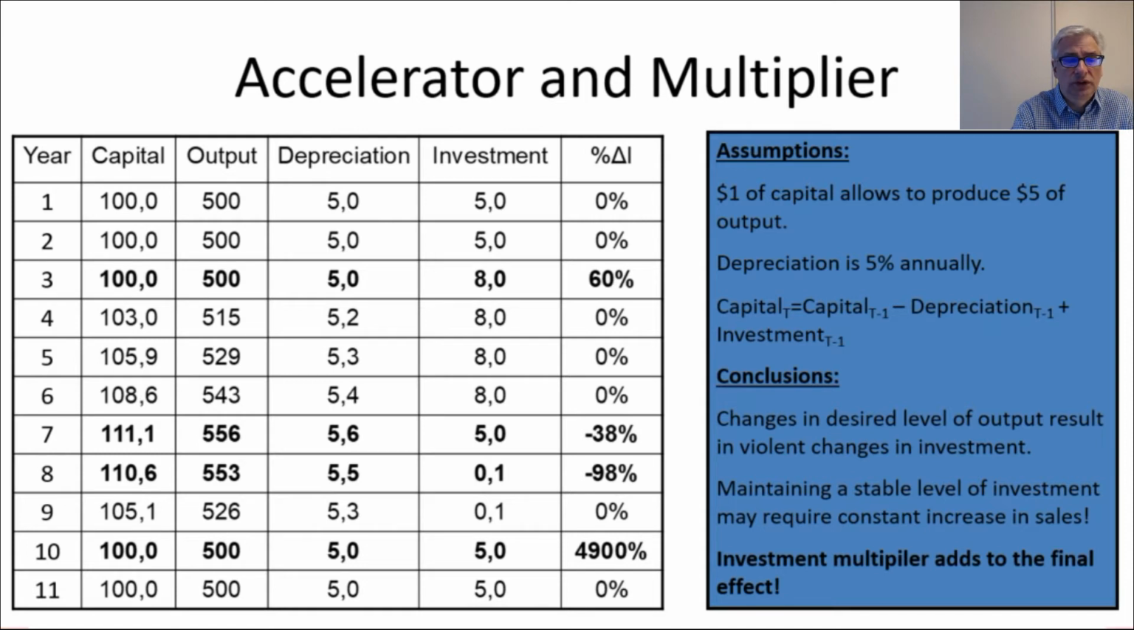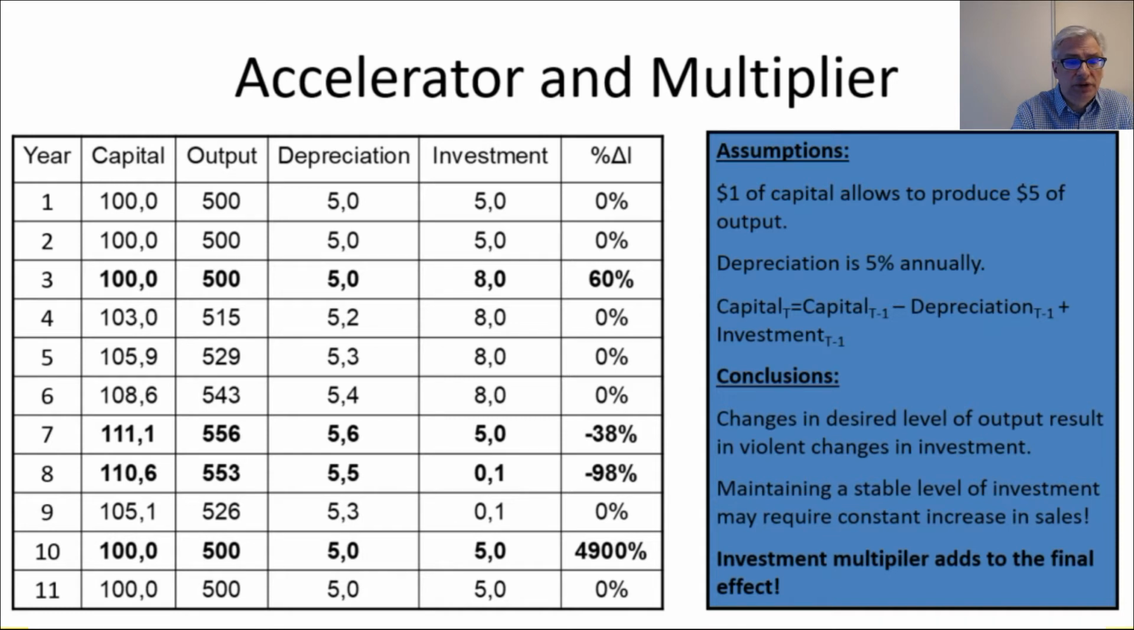Let's consider a certain business. This business owns some capital resources, let's say of the value of 100. The capital decides upon the output. The more capital in the economy, the more output can be produced. The more capital in this business, the more output can be produced by this business. So our assumption will be that $1 value of capital will allow us to produce $5 value of output.